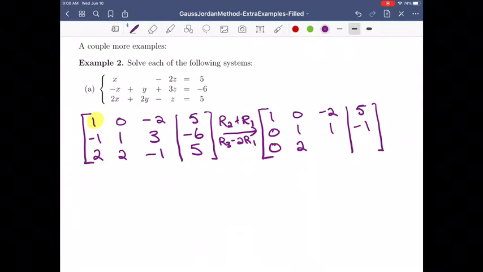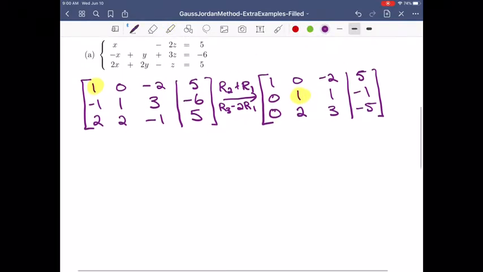Negative 1 minus 2 times negative 2. So that's negative 1 plus 4. So that's going to be a 3. And then I have 5 minus 2 times 5. So that's going to be a minus 5. Okay, so I'm done in column 1. So we go down 1, over 1, and I want to pivot there. So that's my new pivot.